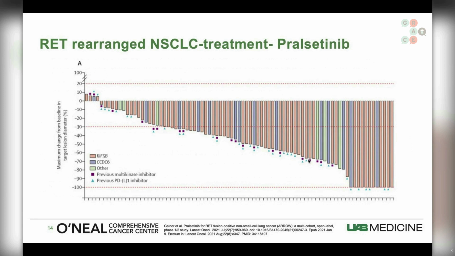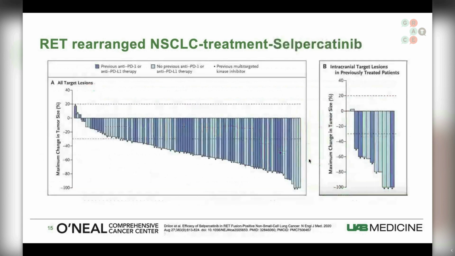We have a threshold where we call people responders to treatment, and we have to see about a 30% reduction in their disease burden in order to call them responsive to treatment. And so there is a large number of patients, I would say about 60 to 70% of patients, who had actual responses to the treatment. And then on the far right end of this graph, you do see a number of patients that had all the way up to 100% response, which is what we call complete response.